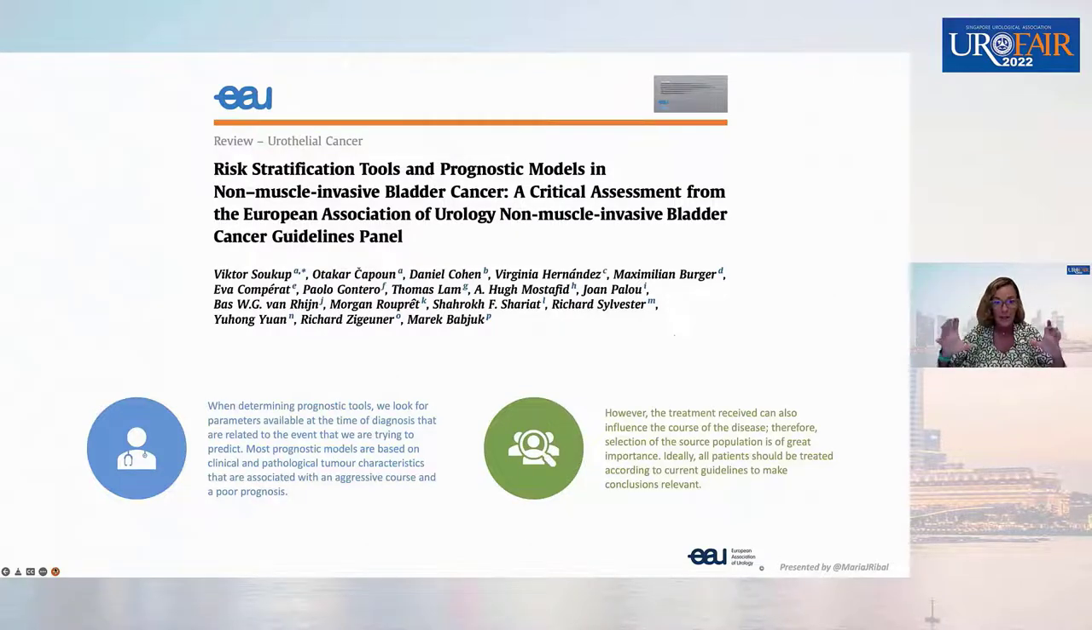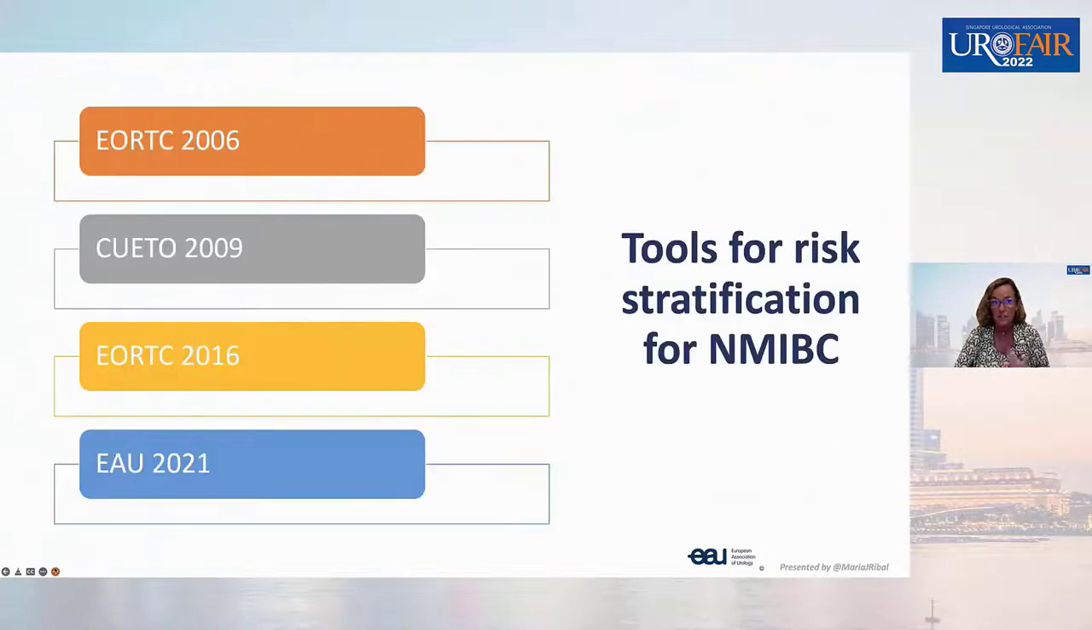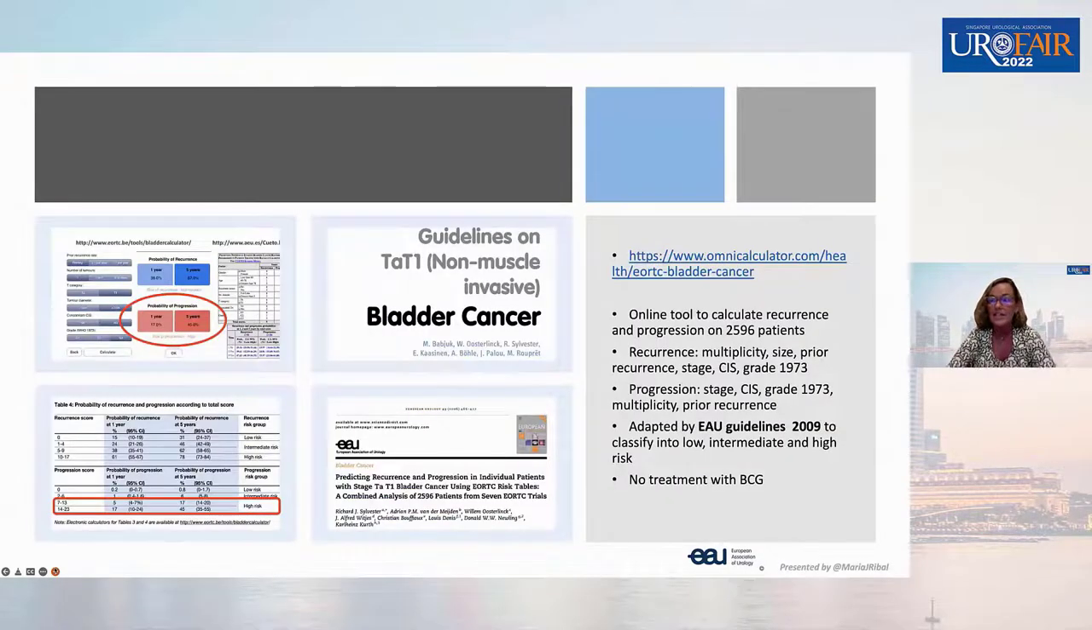That said, and knowing that we need to classify them because it's really important, let's see the evolution of the classification of non-muscle invasive bladder cancer over the years. And we have four main stratification tools that started in 2006, 2009, 2016, and currently 2021.